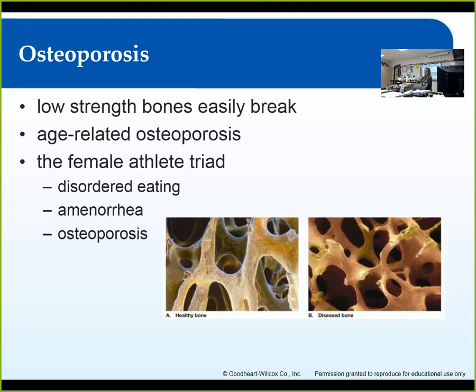And less mineralization means less strength, less density, and increased risk for fracture. Osteoporosis occurs mostly in the elderly, especially for women. Women usually have an onset much earlier than men. That's because women's bones are less dense, typically, than men's. And it has to do with menopause as well.